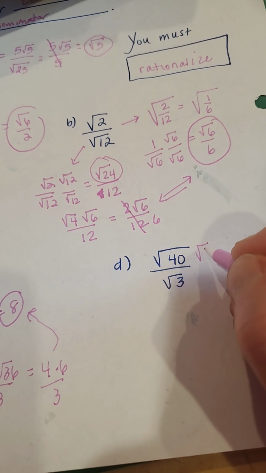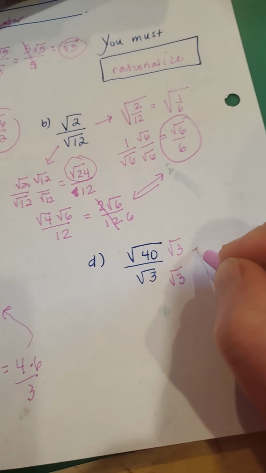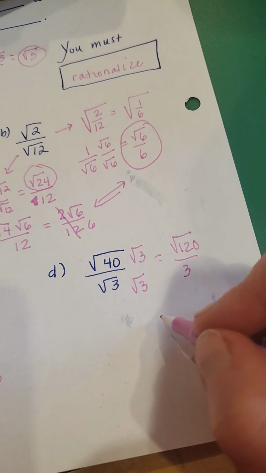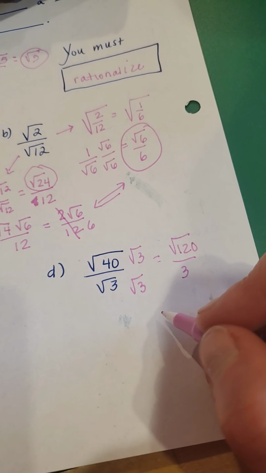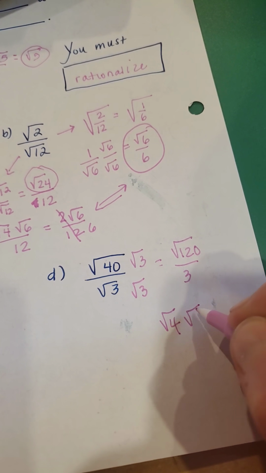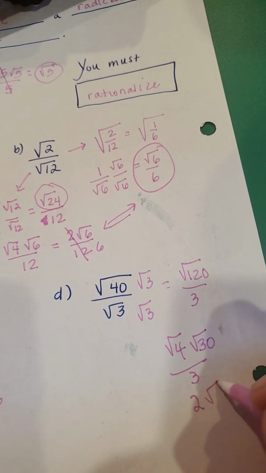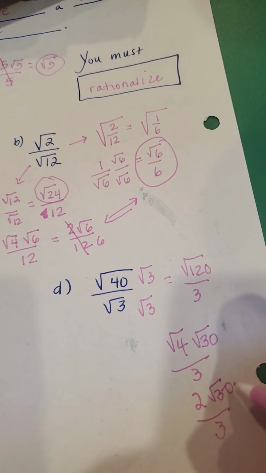Last example. I'm just going to rationalize. Look for the biggest perfect square that goes into that, which I believe is just 4. Kind of garbage. You kind of want it to be bigger, but your answer to this, there you go.